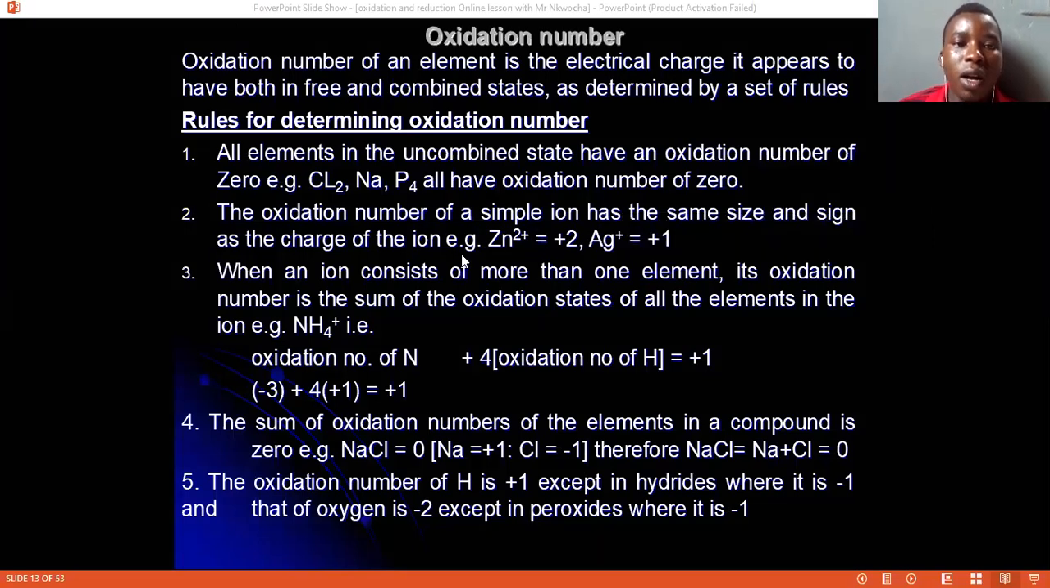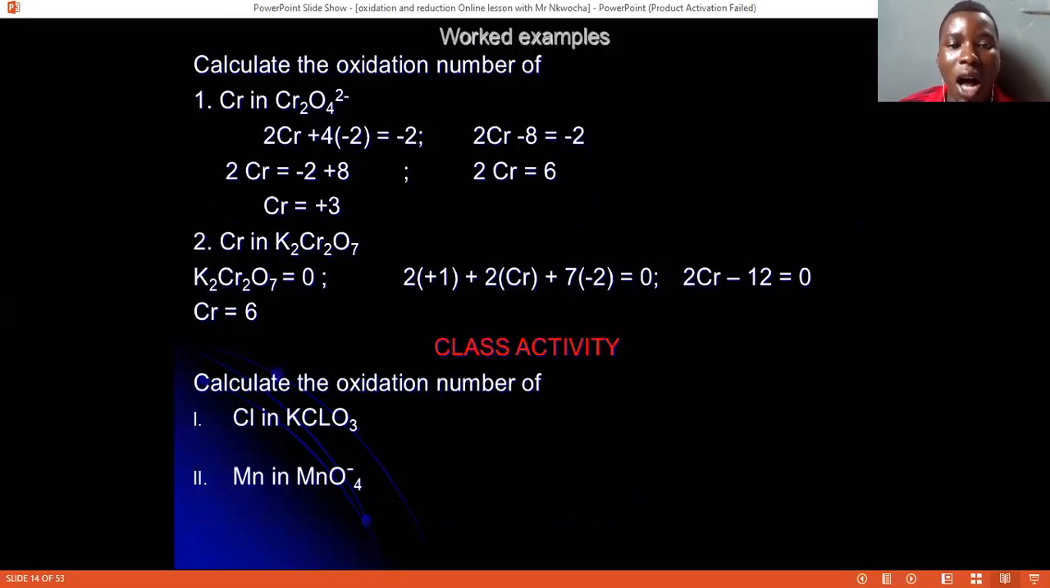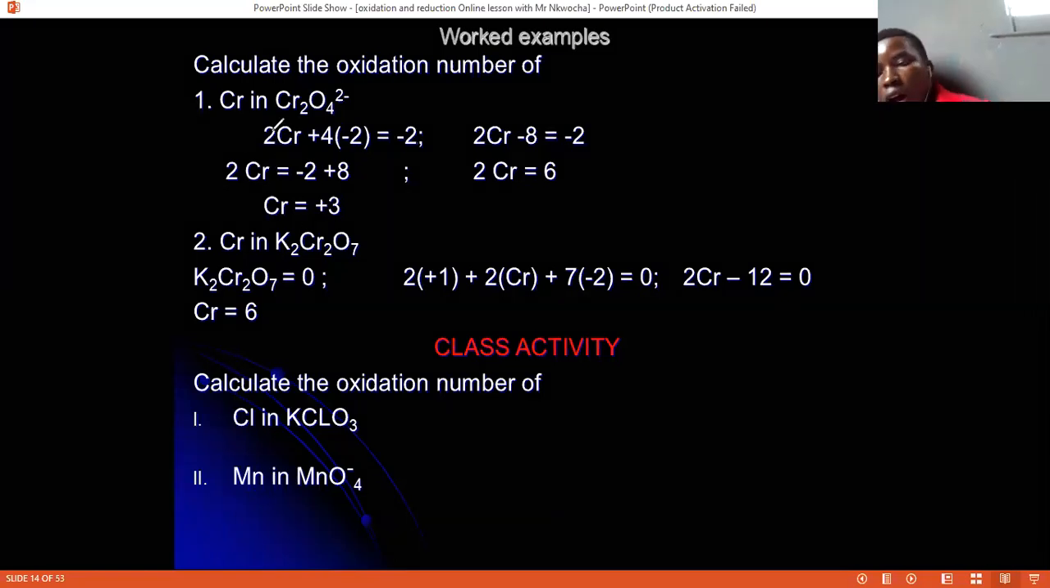All right, so these are different ways you can calculate your oxidation state. These are also available in the WAEC past questions. Here you want to calculate the oxidation state. It's always important that you calculate the oxidation state, because without knowing it, you will not be able to predict if that particular species is undergoing oxidation or reduction.